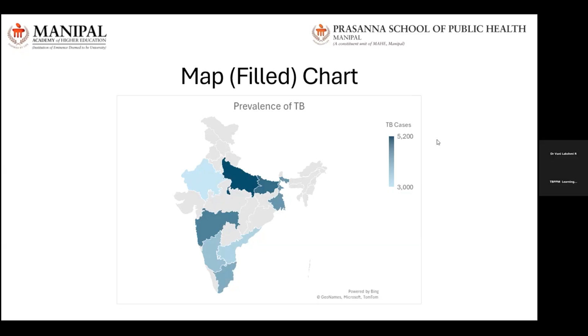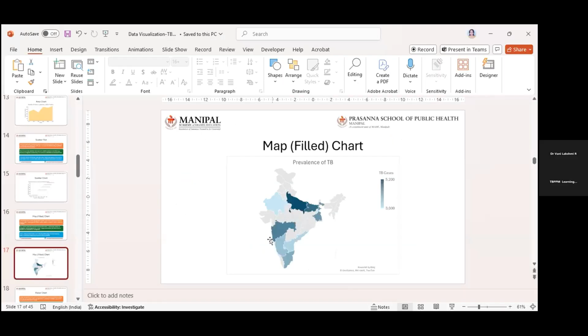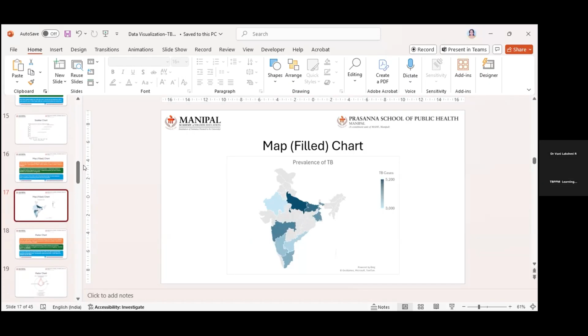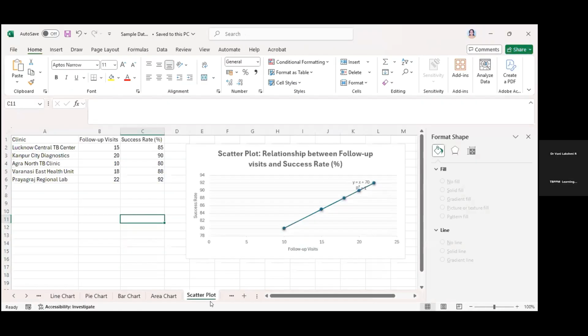I'm trying to go to the Excel sheet. It might take a little while. We will cover a map chart as well as a radar chart before we wind up for the day. Okay. Map, I felt it's very important and relevant because you might require it. Probably district-wise maps might be very helpful for you.